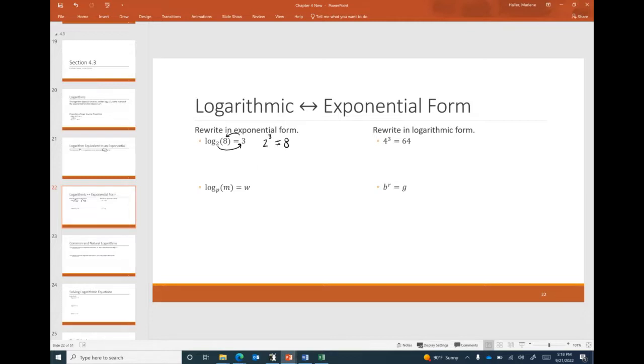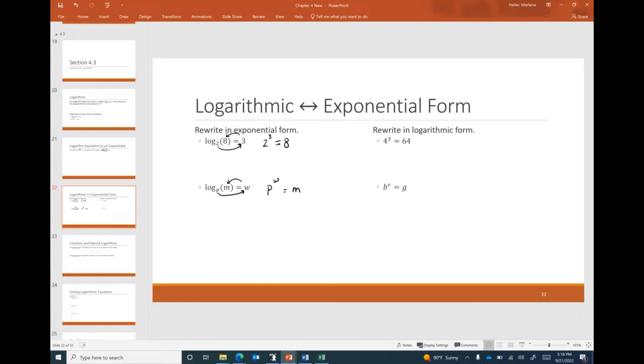Let's try it one more time. If I was converting log base p of m equals w over to an exponential equation, or writing this statement in its exponential form, start with the base, go around the circle. And I can say that p raised to the w power equals the argument, m.